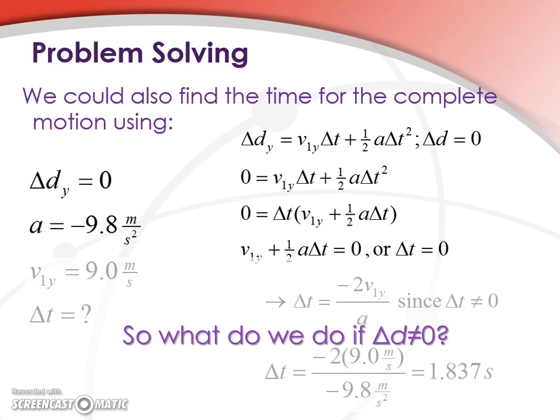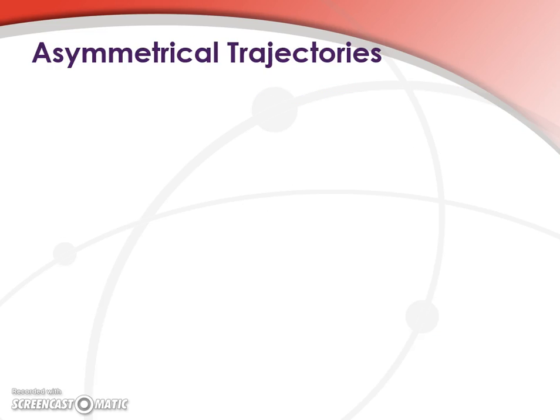But what do we do if we can't set delta dy equal to 0? We can't multiply the time to the summit by 2, and we can't set that expression equal to 0.